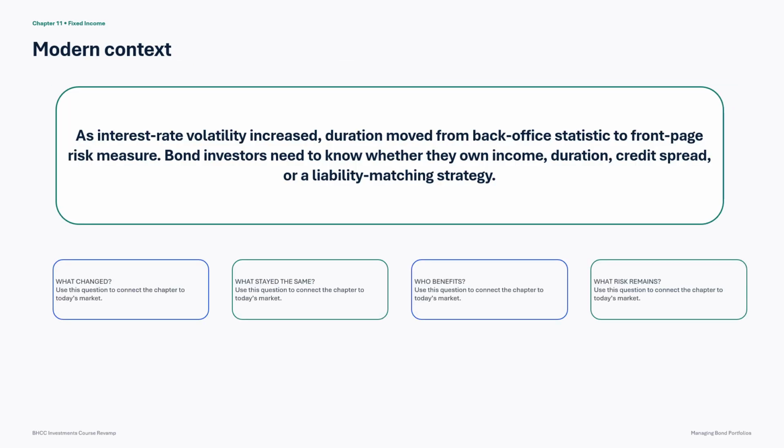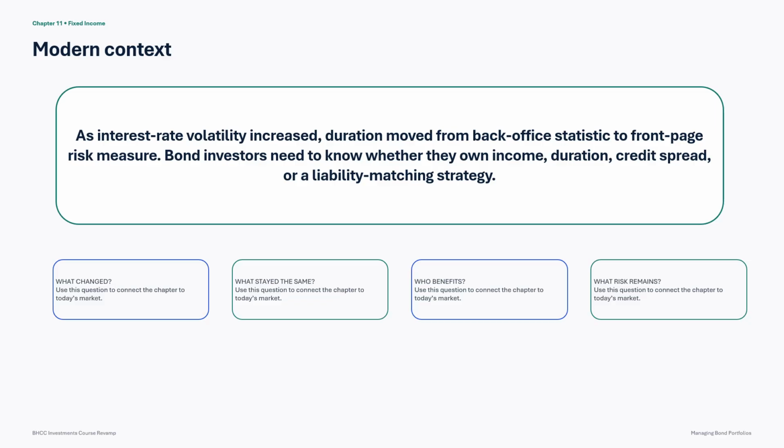The modern context is that duration moved from a back office statistic to a front page risk measure. For years after the financial crisis, interest rates were unusually low. Investors searching for income often extended maturity, accepted more credit risk, or both. Long duration bonds produced strong price gains when yields fell, which made duration look like a helpful source of return. Then the rate environment changed.